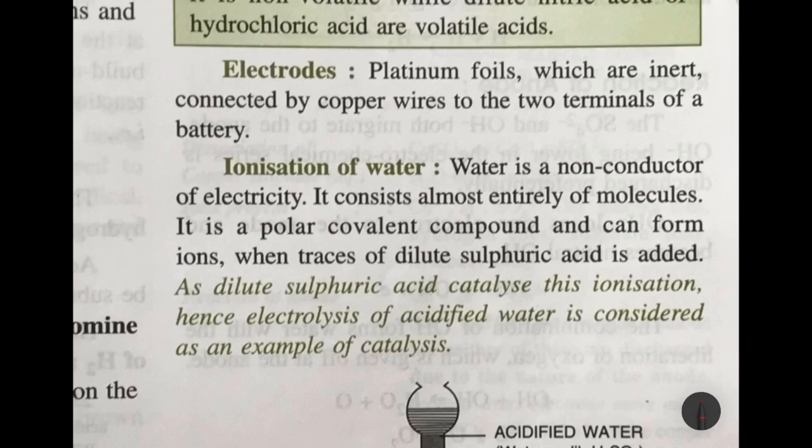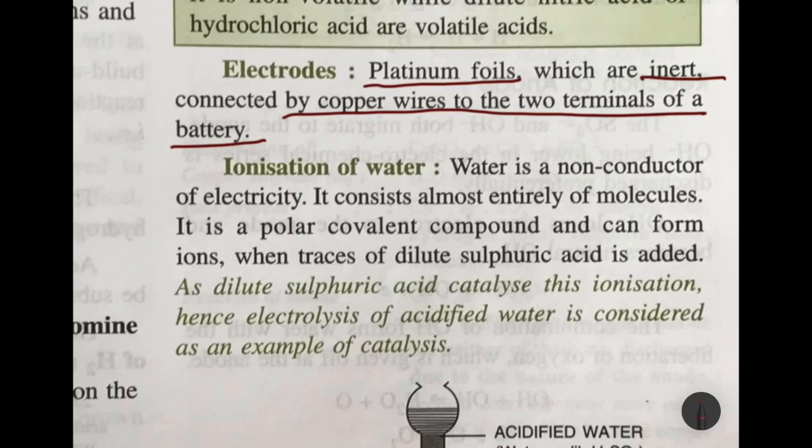Now the electrodes, you already know, platinum foils are used. They are inert and they are connected by copper wires to the two terminals of the battery. Now how does water get ionized? Pure water is a non-conductor of electricity. It is made up of only molecules.